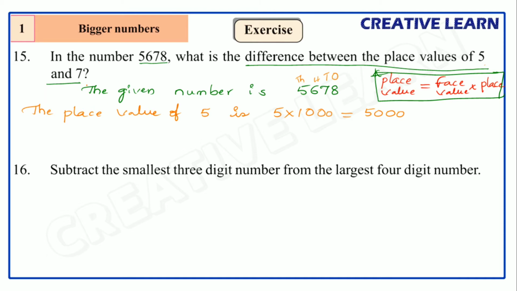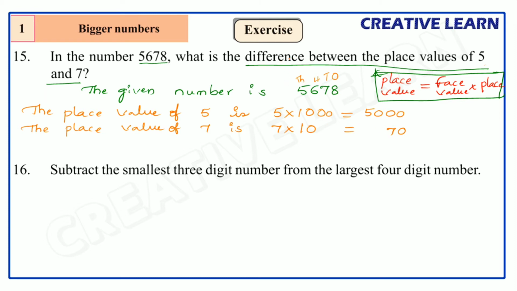Next, the place value of 7. The place value of 7 is face value into place. Face value 7. So 7 into, in which place? Tens place. So into 10. 7 tens is 70. 70 means 0 in the ones place and 7 in the tens place.